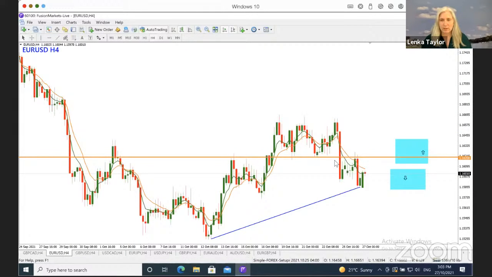So this is what it looks like on the 4-hourly. I was just looking for a pullback, and then I was going to look for long. So I'm still sort of interested, but now that we've got the close just below, I'm thinking I might wait for further confirmation, because if it pulls up a little bit and then it does a big reversal, then I'm going to look for short. So it just depends what happens around this area.